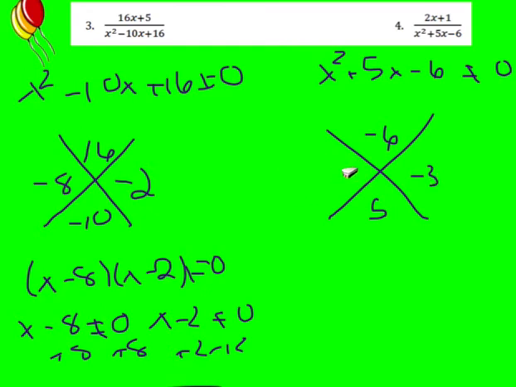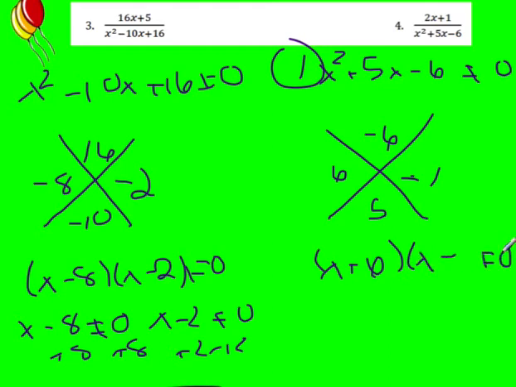So we're multiplying to a negative 6 and adding to a positive 5. So what I actually need to use is positive 6 and negative 1. So again, this is a 1, so I can immediately put it into factored form. So x plus 6, x minus 1, and that's not equal to 0.